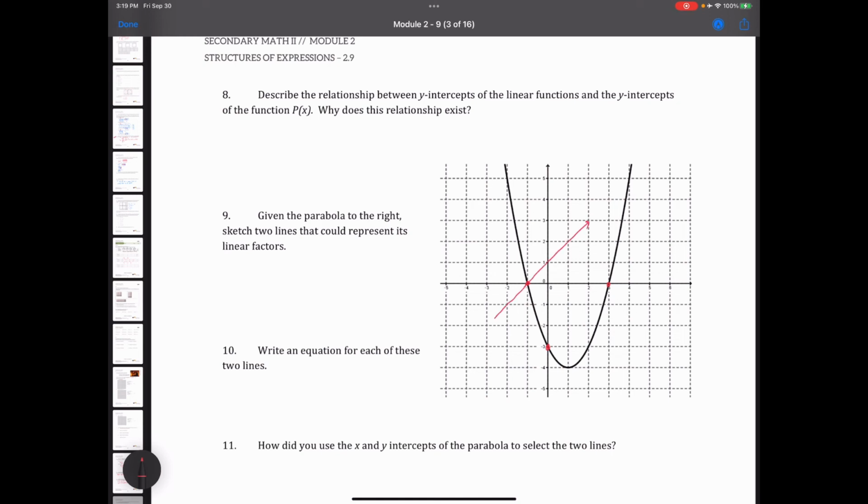x plus 1, and let's say x plus 3. Look at that. Because it goes through both of those intercepts. The y-intercepts multiply to -3, so that can work just fine.